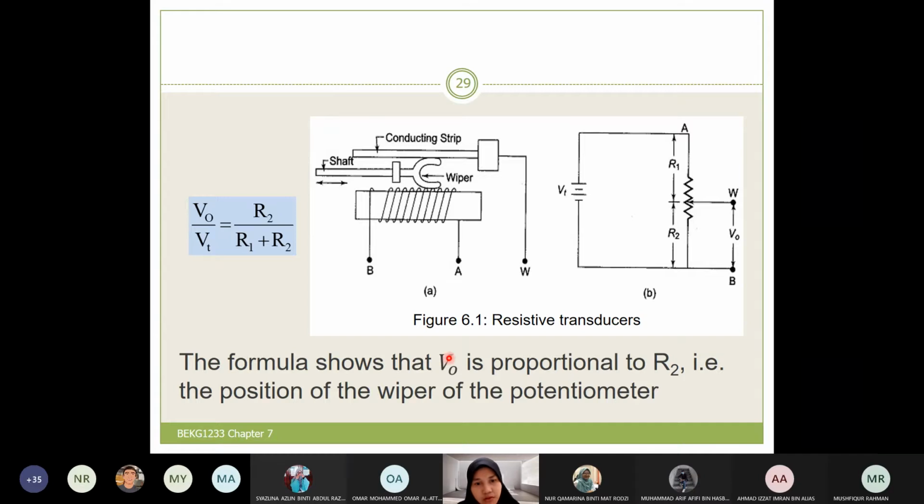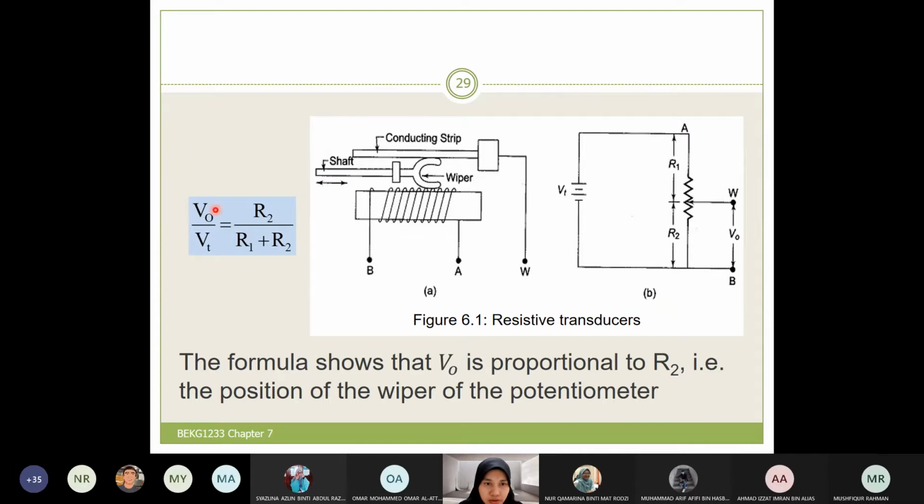If we arrange the voltage divider principle to this form, it is V out over V source, or V total. This formula shows that V out is proportional to R2. If we write the basic formula for the voltage divider principle, V out will be R2 over R1 plus R2 multiplied by VT, or the voltage source.